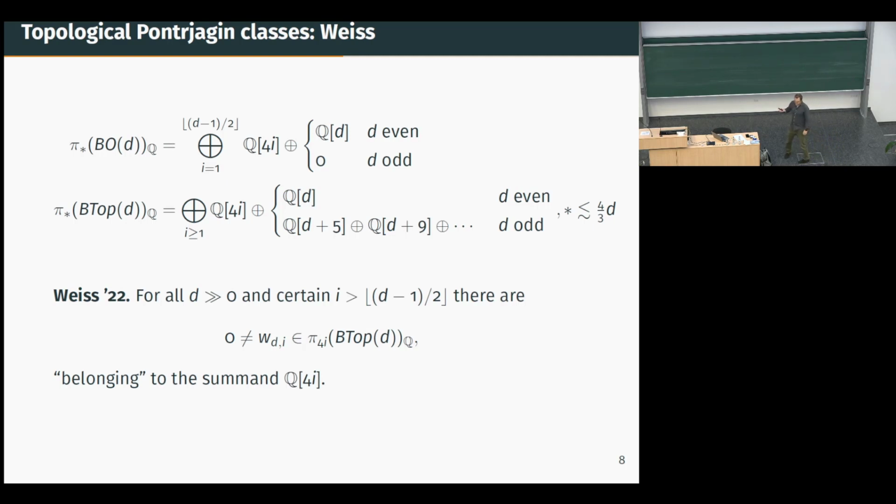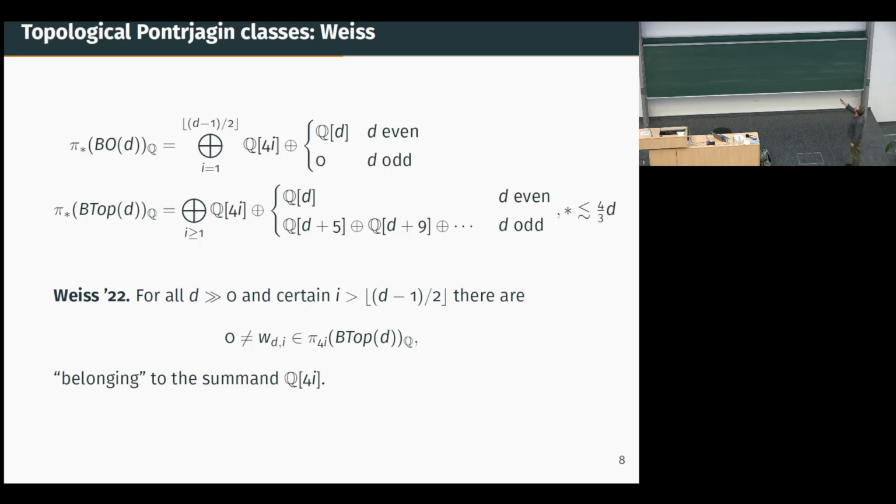And this slide is very unsatisfying somehow. So firstly, I've phrased Weiss's theorem in a way that is unrecognizable if you look at this paper. But what it basically says, just don't try to read it, is that these Q to the 4i's in BTop(d), even outside of the range where BO(d) has copies of Q, they're still there in BTop(d). Okay? So that says there's certain degrees i strictly bigger than (d+1)/2, and certain classes in BTop(d) that correspond to the 4ith summand, even though that's not there in BO(d).